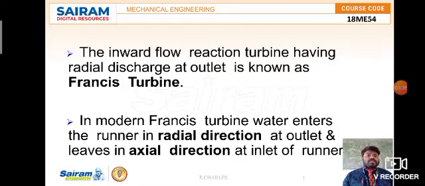This is called the mixed flow turbine. Why? Because the water enters in one direction and leaves in the other direction. That's why it is called a mixed flow reaction turbine.